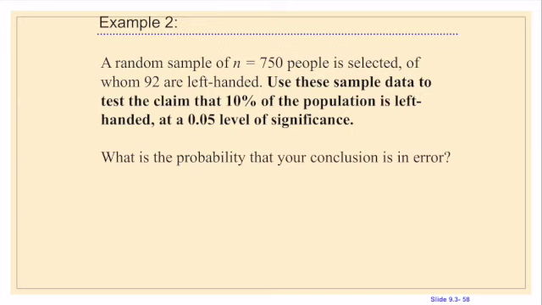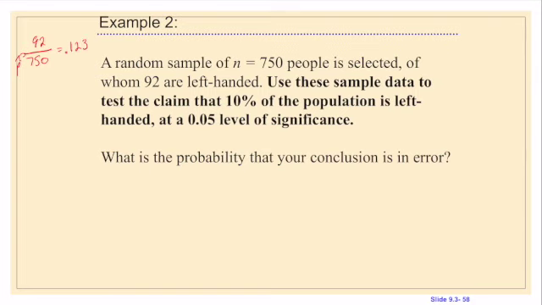For this next example, we have a sample of 750 people, 92 of which are left-handed. Okay, and we want to use this sample data to test the claim that 10% of the population is left-handed at the 0.05 significance level. So my sample size is 750. And in order to find my p-hat, I'm going to take the number of left-handed people divided by 750, and that gives me 0.123.